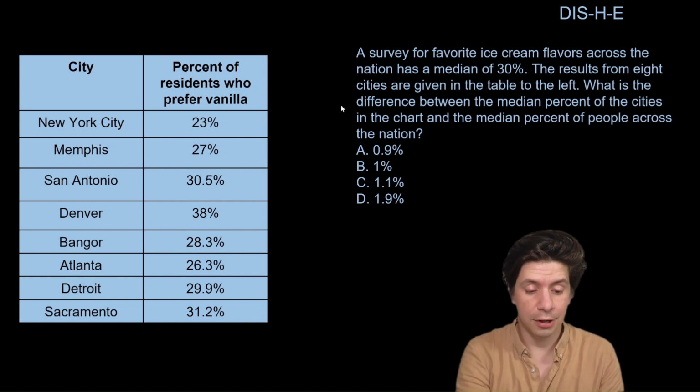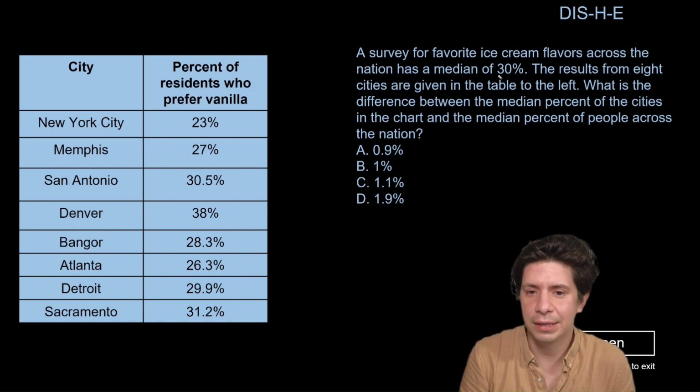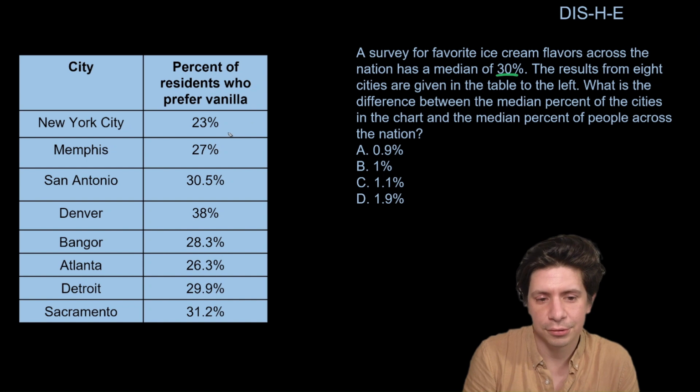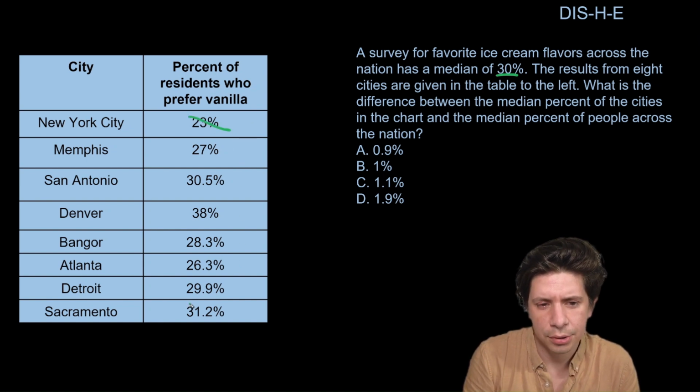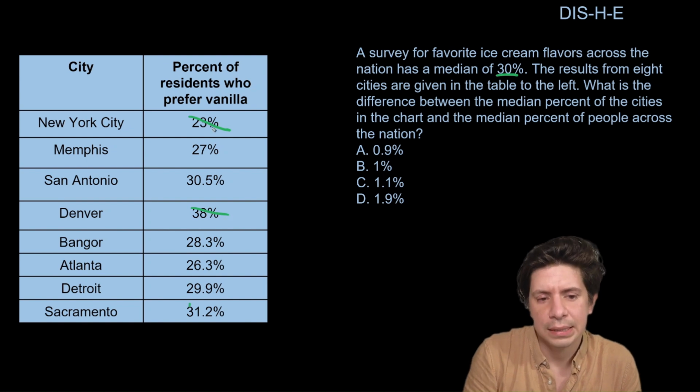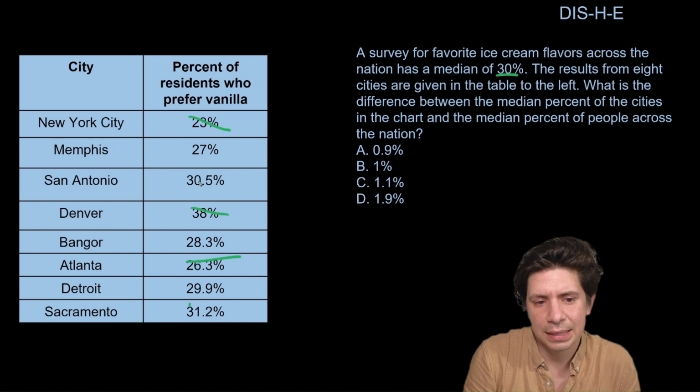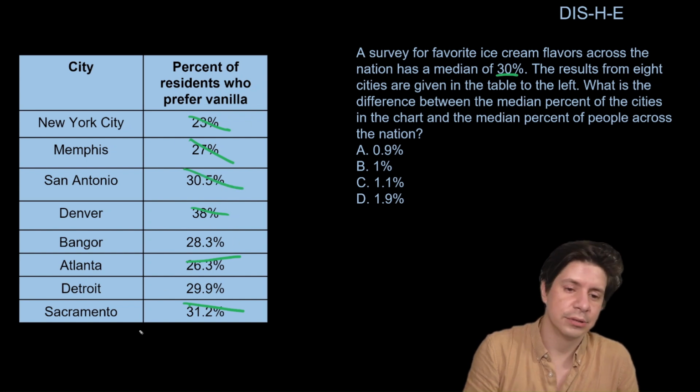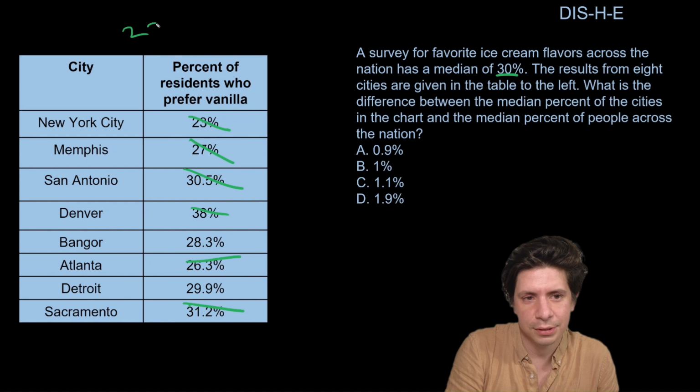And now in the chart, let's see. So here we're comparing something in written form versus a table. Lowest, I think, is 23. Highest is 38. Second lowest seems to be 26.3. Second highest seems to be 31.2. Third lowest is 27. Third highest is 30.5. And then we're left with 28.3 and 29.9 as the two middles. So do 28.3 plus 29.9 and divide by 2.